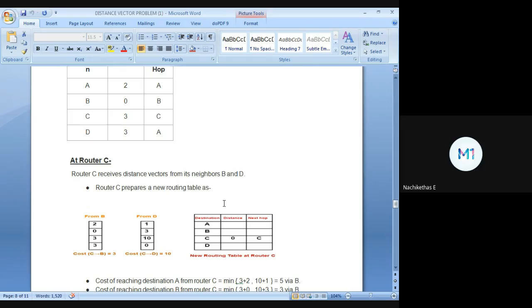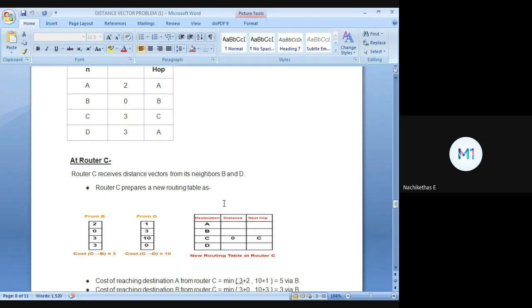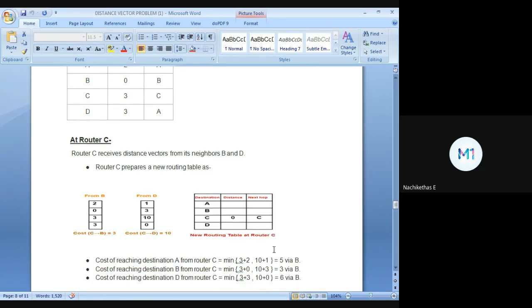B. Okay, now what is the cost of reaching destination B from router C? 3 plus 0. It is 3 plus 0, yeah? Not 7. How it will be 7? You will be having 10 plus 3, right? Look on to B and you are getting 3 plus 0 and 10 plus 3. So answer is 3 via B, right? Now, similarly, cost of reaching destination D from router C.